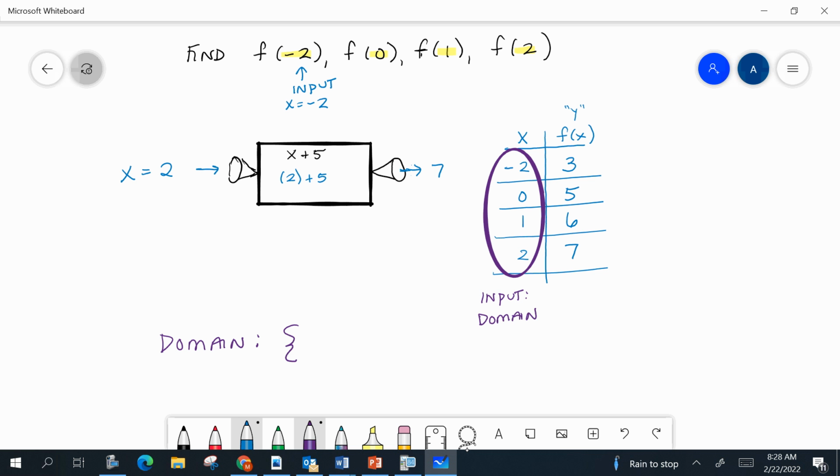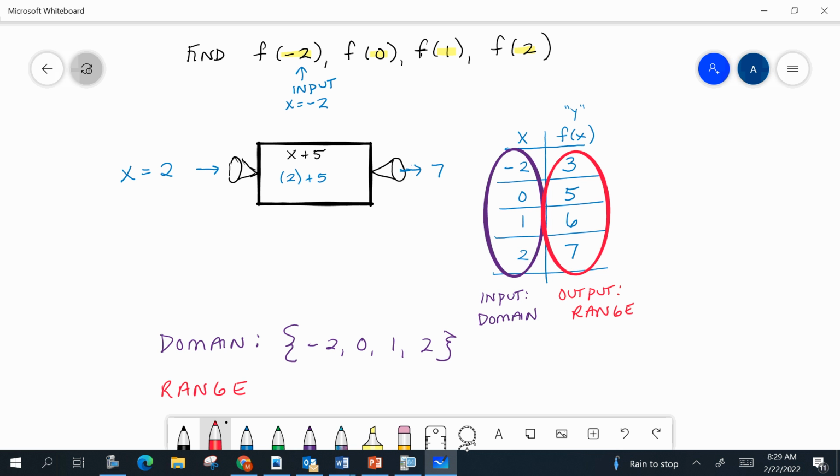So the domain is the set of numbers -2, 0, 1, and 2. Okay, well then we have all these values right here, which is the output. And the set of all output values is what we call the range. Okay, so I could also write the range using set notation, and we could write the range as the set 3, 5, 6, and 7.